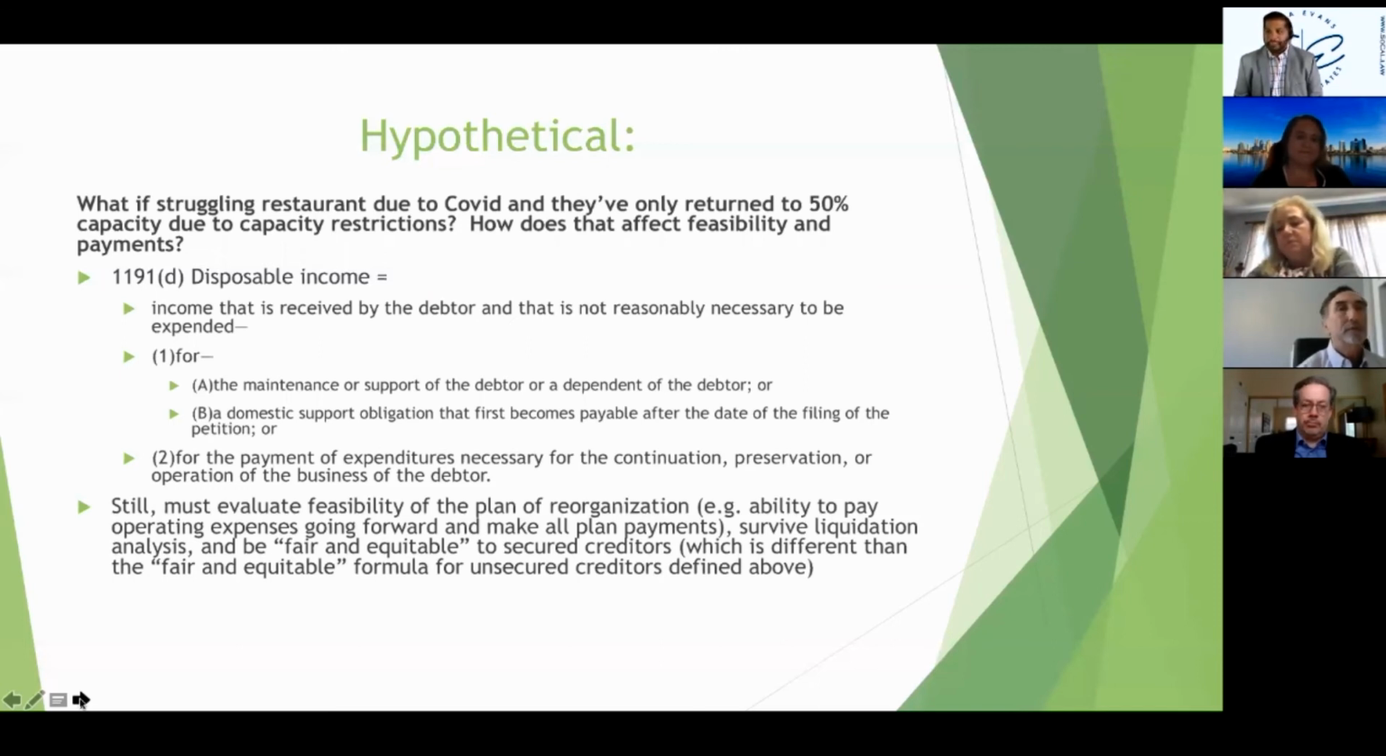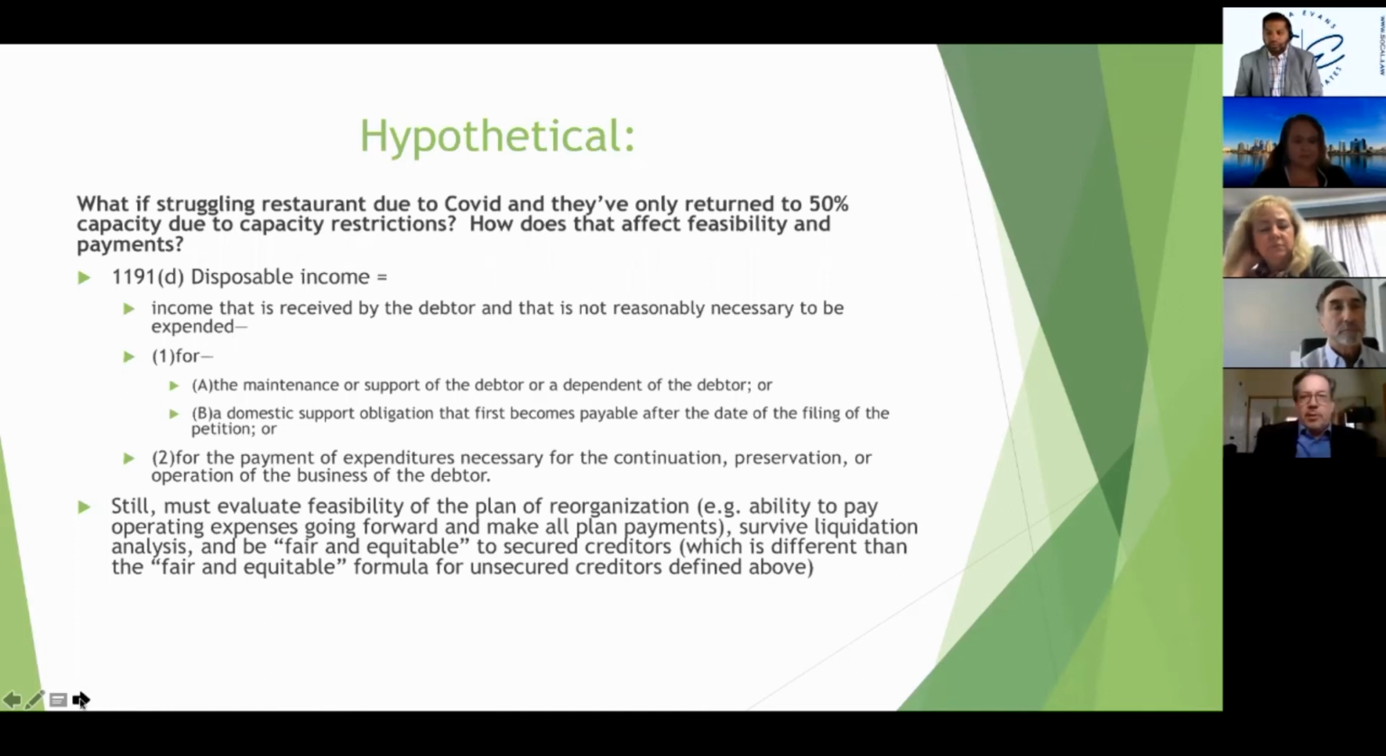Well, let's look at that next hypothetical. And Kit and Kristen, your points of view as well. You have a struggling restaurant and they've only returned to 50% capacity. What's the impact of that on feasibility under subchapter 5? Kit, what do you think?